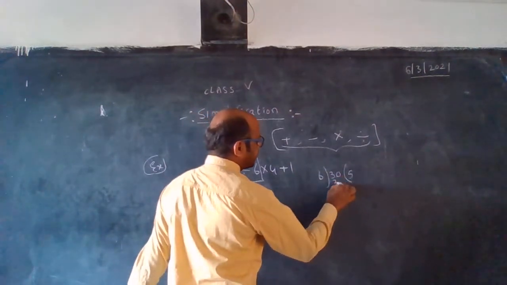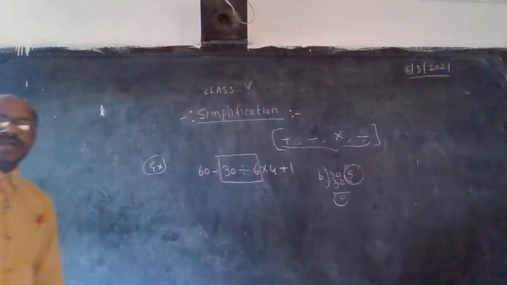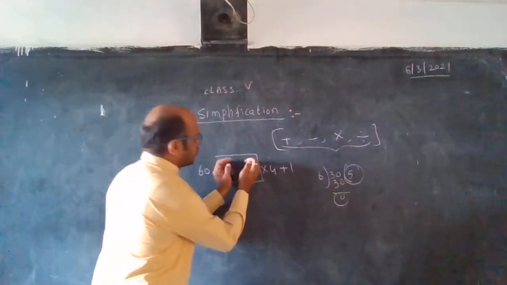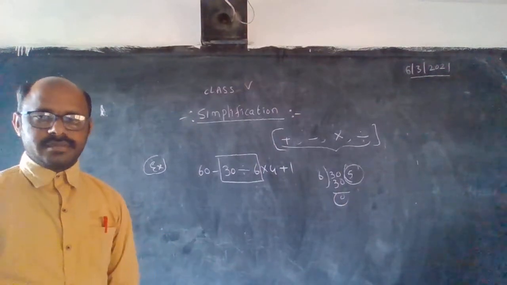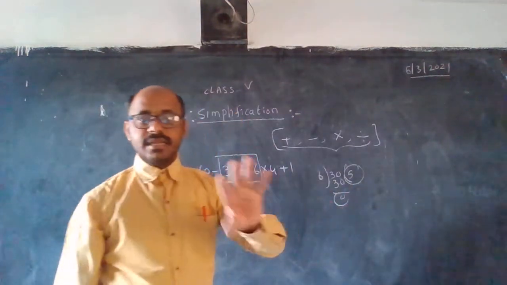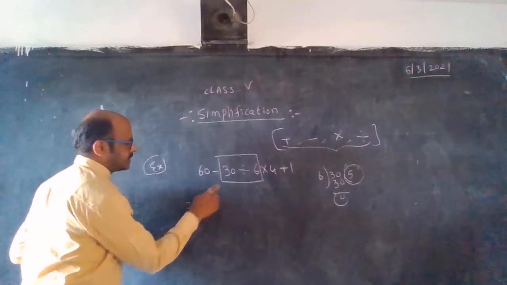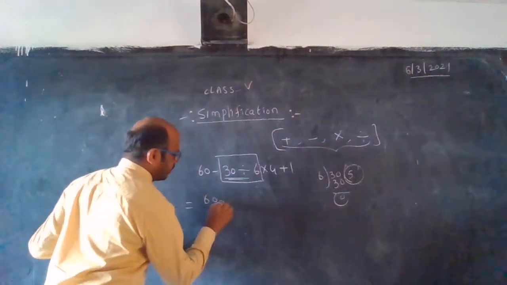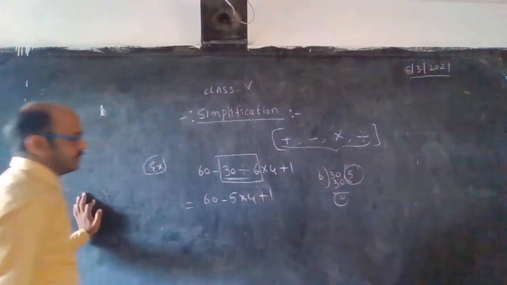6 5s are 30. What answer did we get here? 5. In this box place, what do we write? 5. Okay, write 5. See here, 60 minus, in this place we write 5, minus 5 into 4 plus 1.